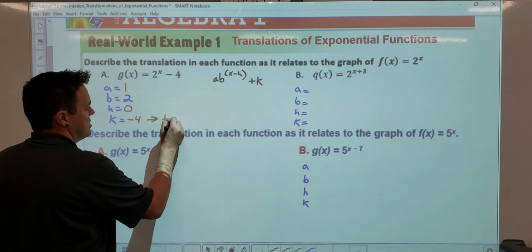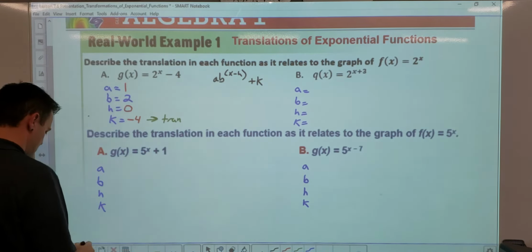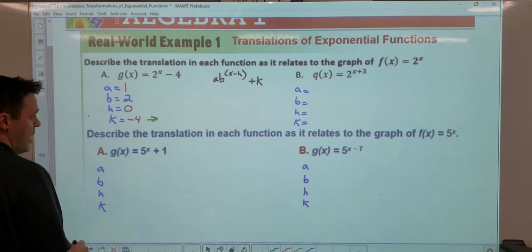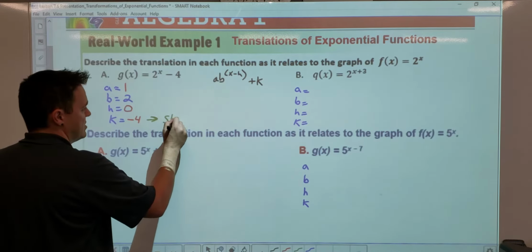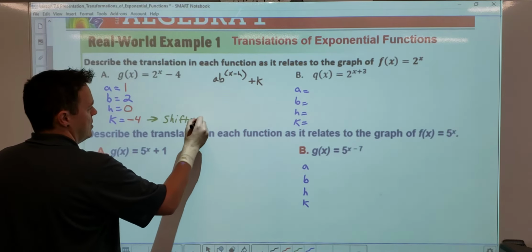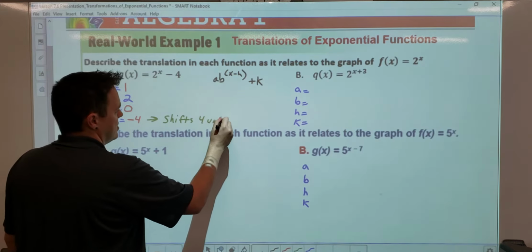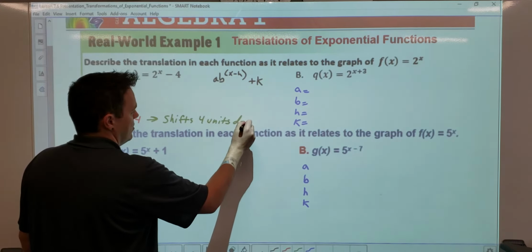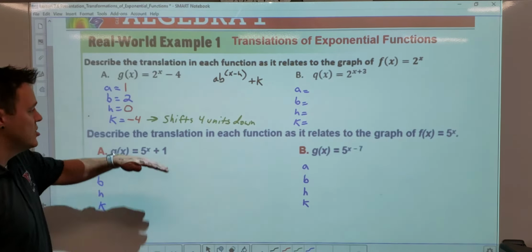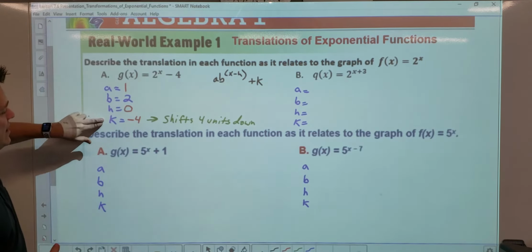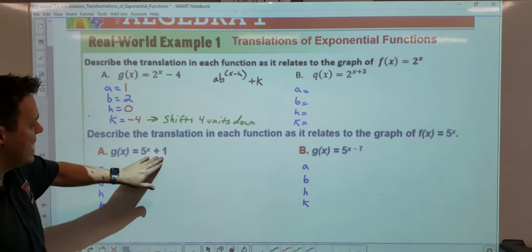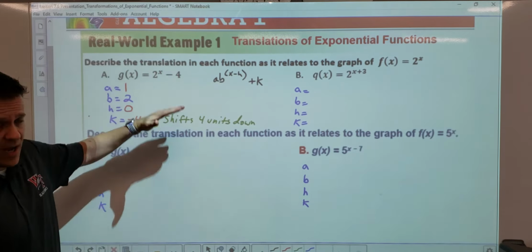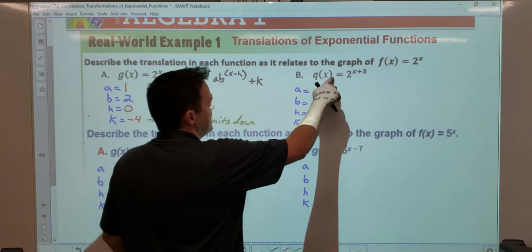It translates this graph. It doesn't translate, that's not the right word. I want you to put shifts 4 units down, okay, because that's what we just saw. And so what you guys need to know is that the k value, which is always the number on the back side, actually shifts your graphs up and down. Now we're going to deal with the h here.